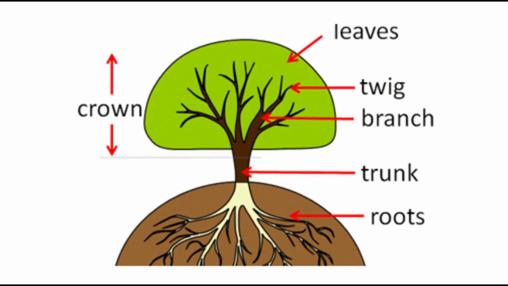The picture shows a different part of the tree. When we look at the top of the picture, we can see the crown of the tree, which includes leaves on top, a twig in the middle, and branches at the bottom in the crown.